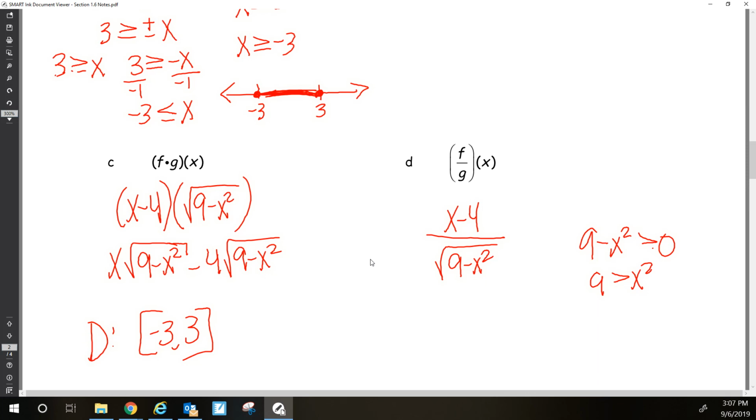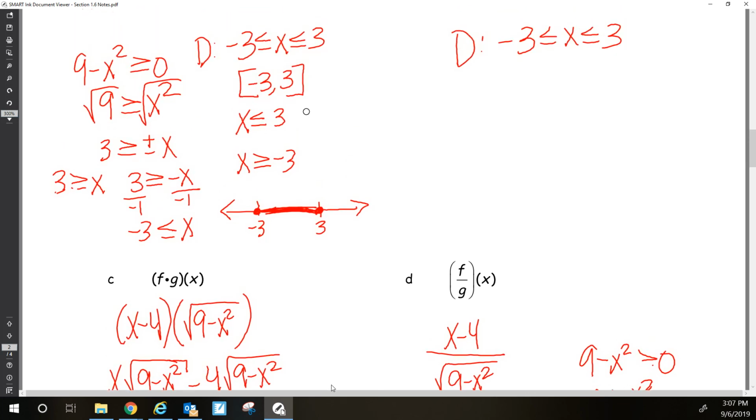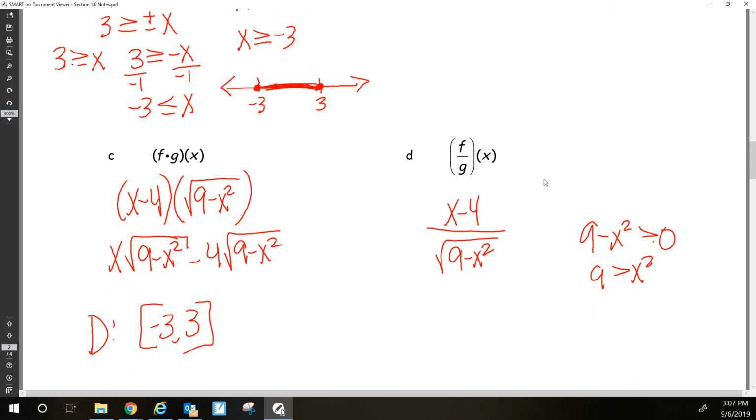And so how does that change our guy here? Can we have these endpoints? Can it be equal to these? No. So instead of my domain being -3 to 3, including my endpoints, I'm going to have the open interval -3 to 3 because I can't include either of those guys.